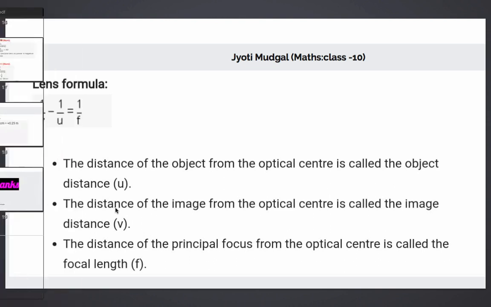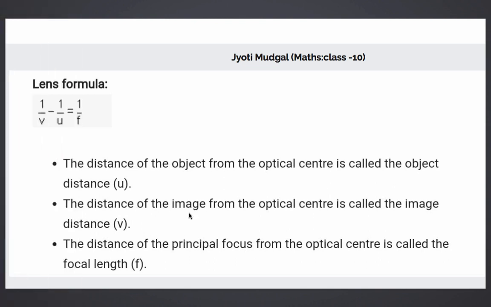Next, the distance of the image from the optical center is small v. We use the symbols small u and small v for the same. u is the distance of the object from the optical center, that is O, and v is the distance of the image from the optical center, O.